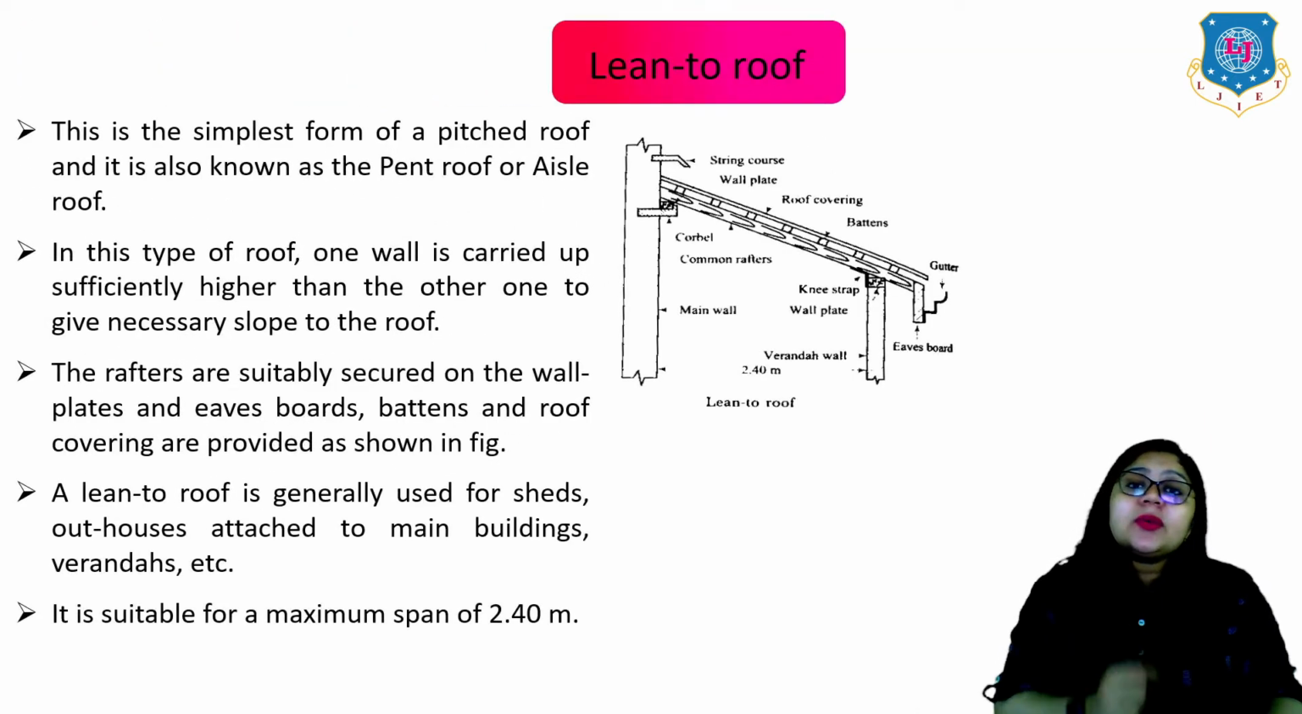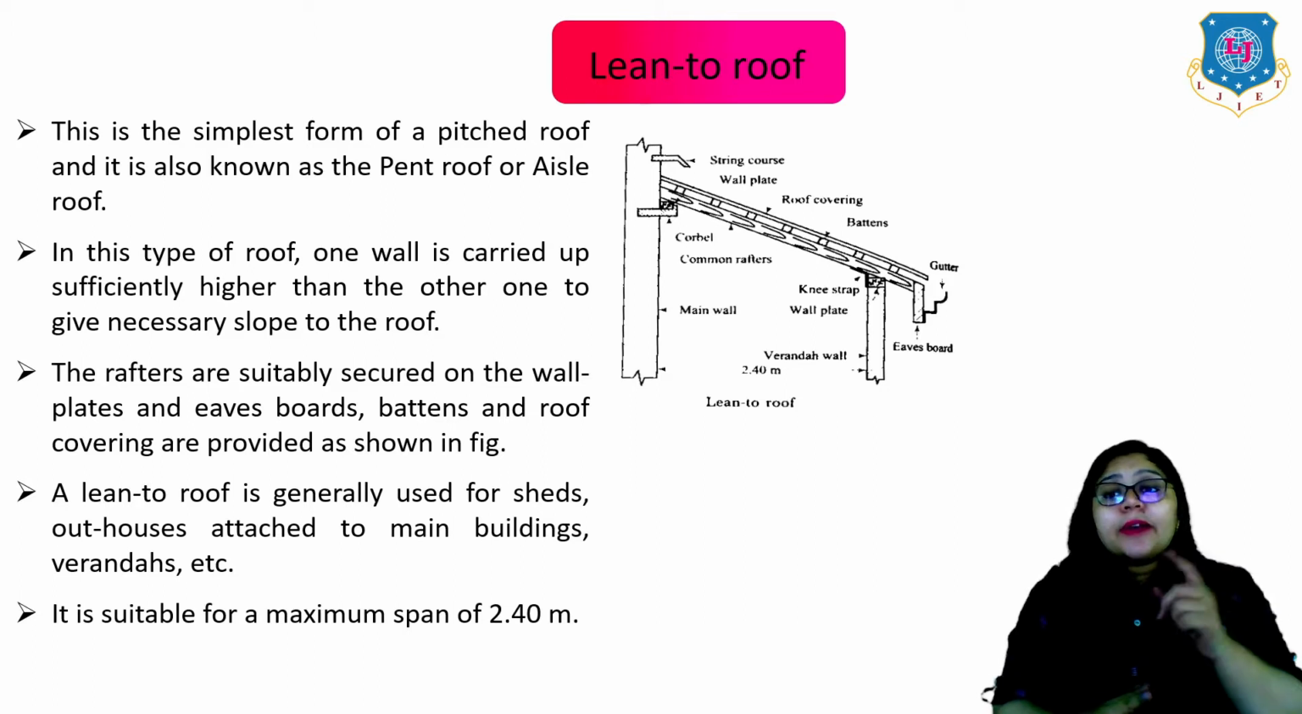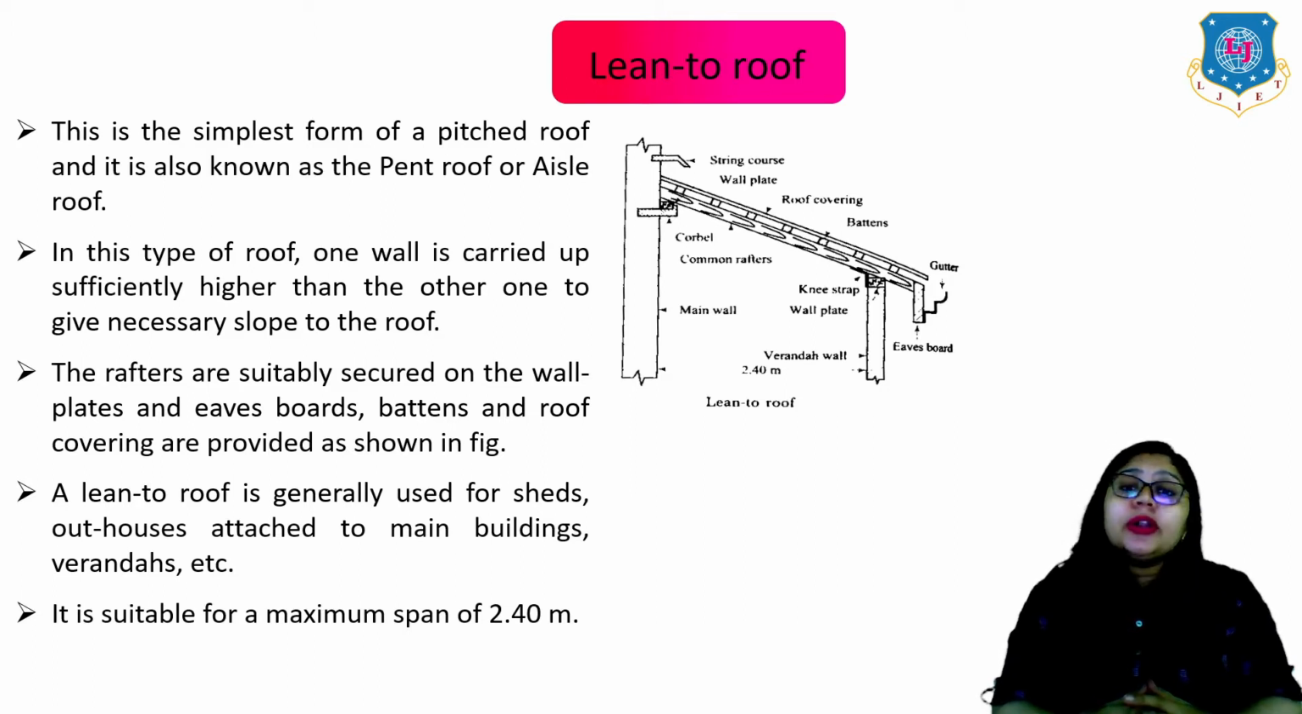So here the first one is the lean-to roof. This is the simplest form of a pitch roof and it is also known as the pent roof or axial roof. In this type of roof, one wall is carried up sufficiently higher than the other one to give necessary slope to the roof. The rafters are suitably secured on the wall plates and eaves board, batten and roof coverings are provided as shown in this figure.